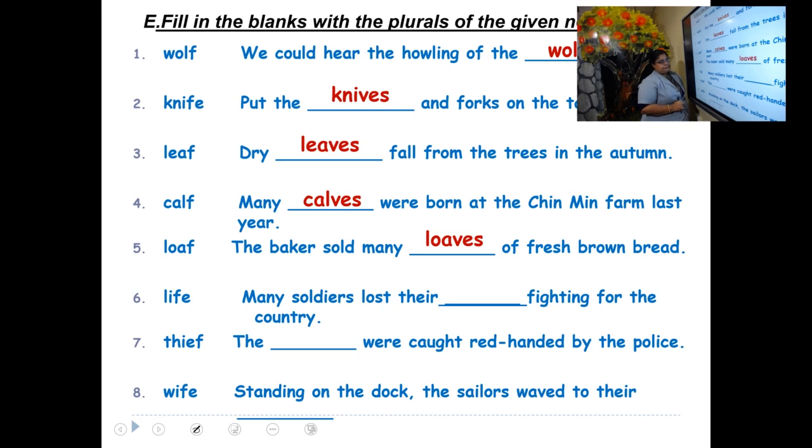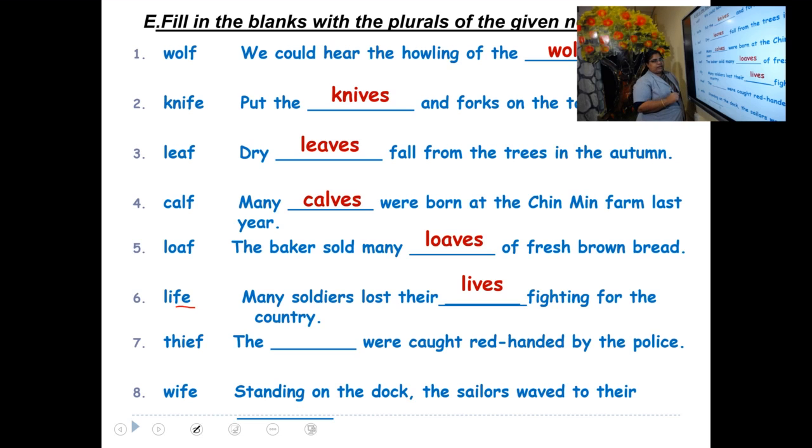Sixth one is life. Look at the sentence. Many soldiers lost their dash fighting for the country. Many is there, so they are expecting a plural answer. So you want to change F-E. You want to remove two letters. Which two letters? F and E. Then what do you add? Yes, you want to add V-E-S here. So what's the spelling? L-I-V-E-S. Yes? Now, look at the seventh one.